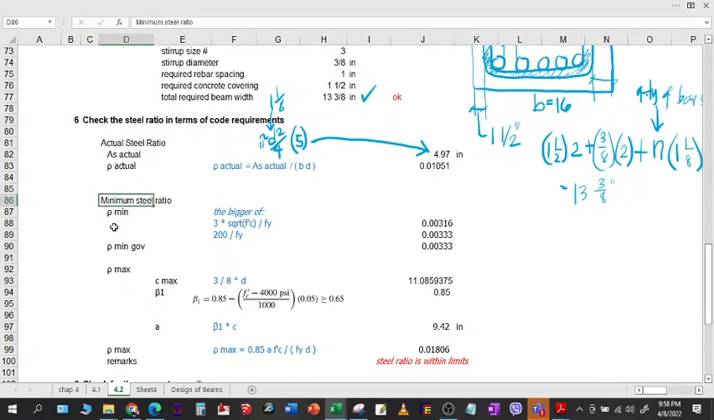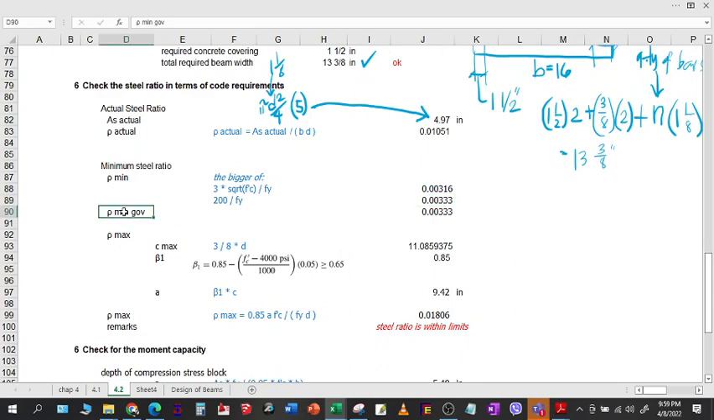After that, you can now solve for the upper limit and the lower limit. For the lower limit, the minimum steel ratio is the bigger of the two: 3 times square root of fc prime over fy, and 200 over fy. Here, the answers are 0.00316 and 0.00333. Of course, the governing steel ratio is the bigger of the two, which is 0.00333.